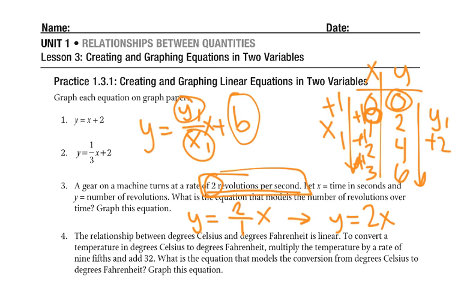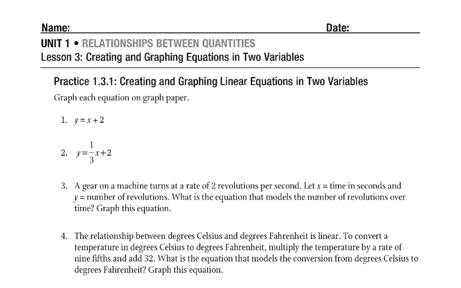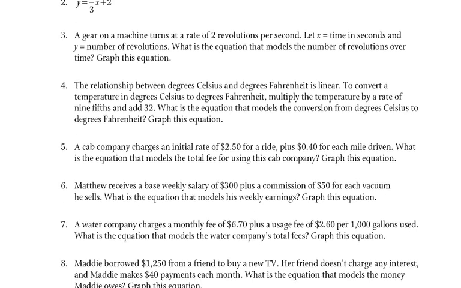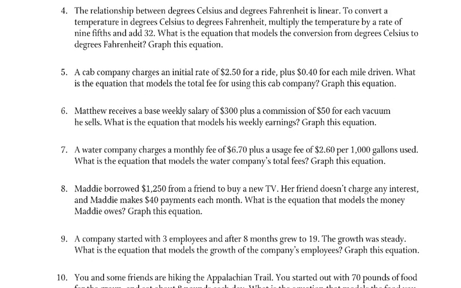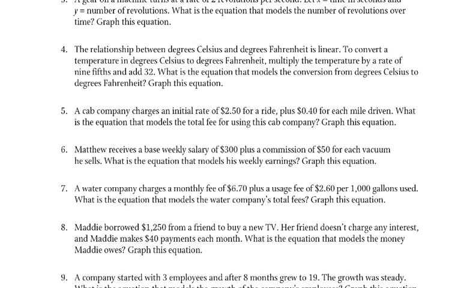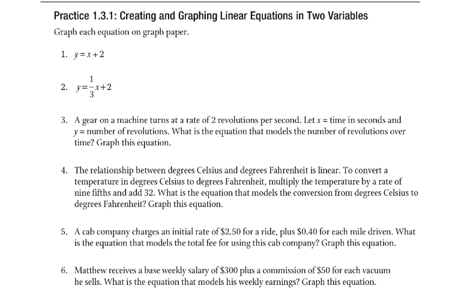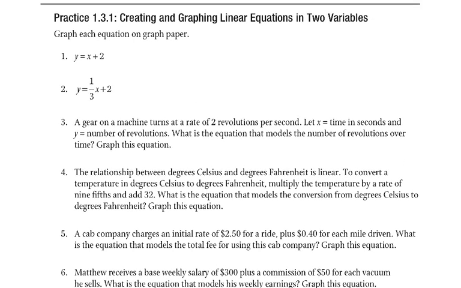Alright, let's look at number 4 now. The relationship between degrees Celsius and degrees Fahrenheit is linear. To convert a temperature in degrees Celsius to degrees Fahrenheit, multiply the temperature by a rate of 9/5 and add 32. What is the equation that models the conversion from degrees Celsius to degrees Fahrenheit? Graph this equation. So the idea here, this is kind of a tricky one too.